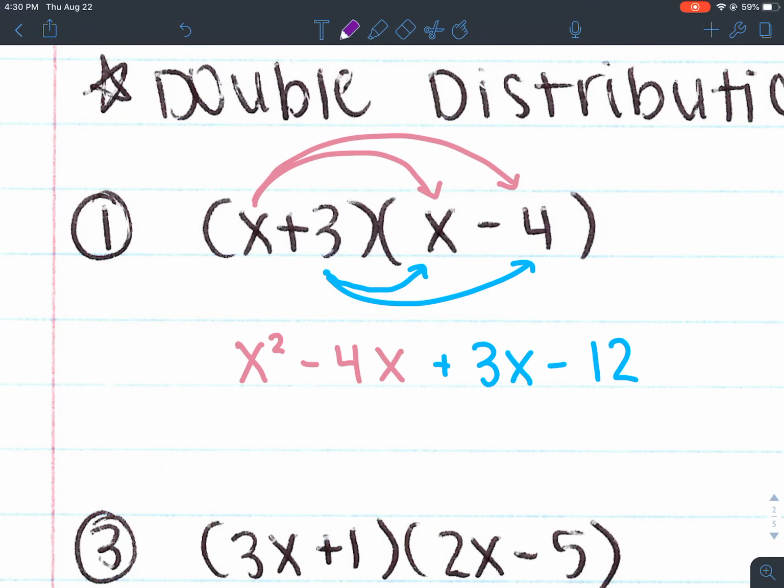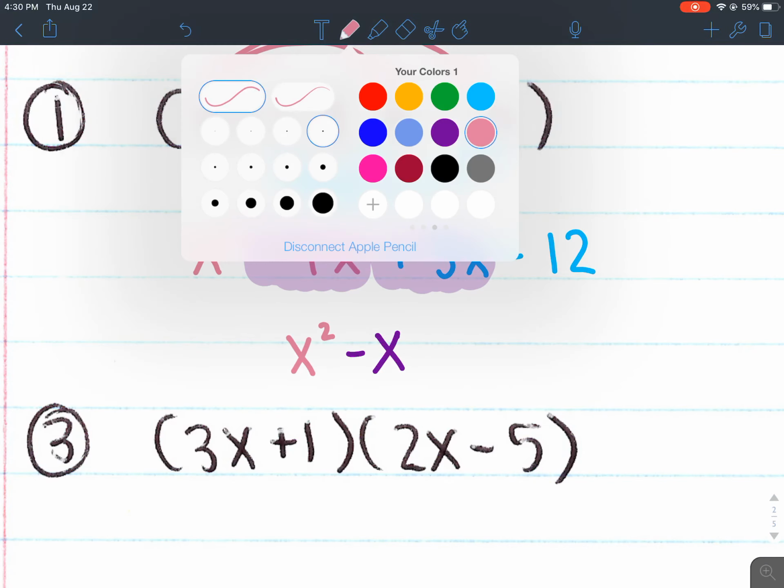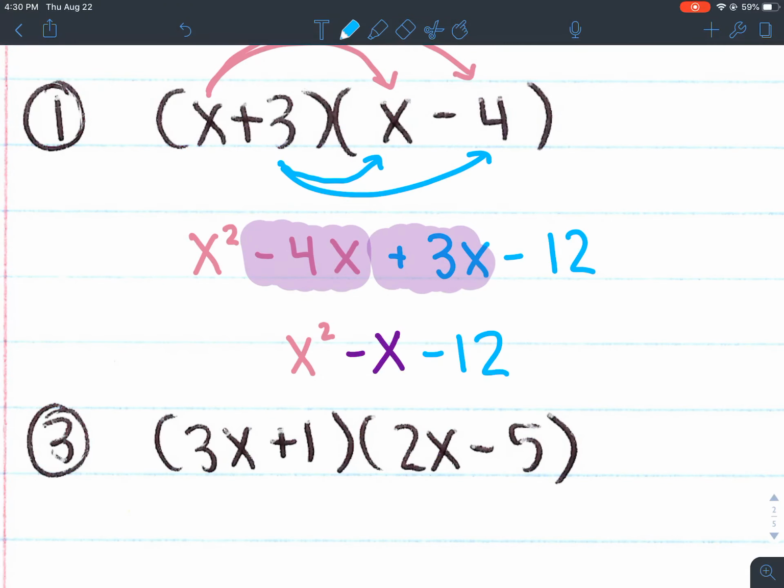Now, I have to talk about like terms. I have like terms, right? I have negative 4x, and I have positive 3x. Those are like terms, and that becomes negative x, or negative 1x. The x squared stays in the front, and then you have a negative 12. And that is my final answer.